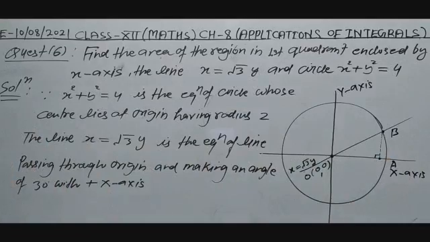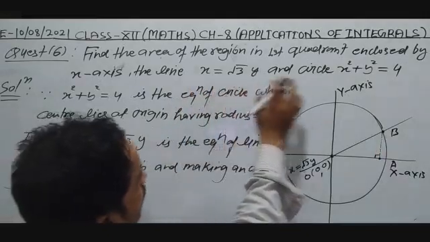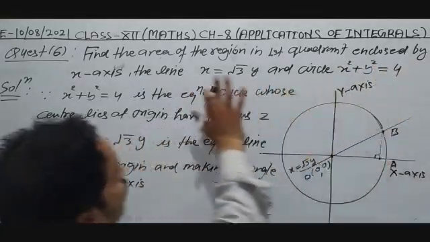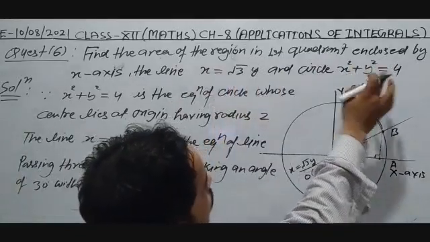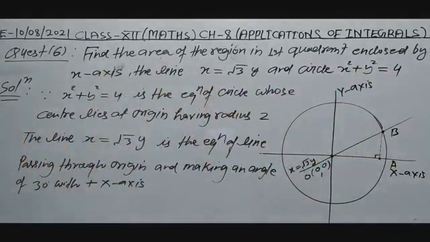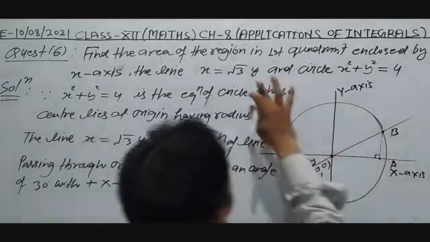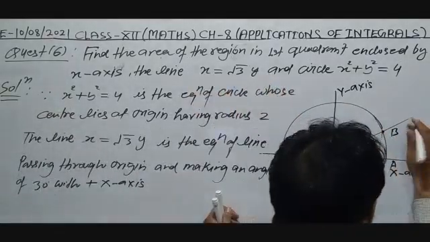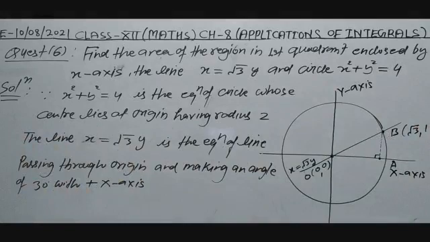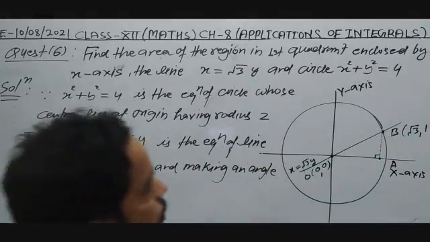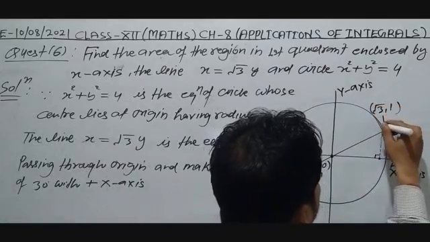Now, how do you calculate the coordinates of B? By solving x is equal to root 3y and x square plus y square is equal to 4. It means x square will be equal to 3y square. So this will be 4y square, and 4y square is equal to 4. It means y square is equal to 1. So this is in first quadrant, so the y value will be 1, and when y is 1, then x will be root 3. So B coordinates will be root 3 comma 1. This is the point.